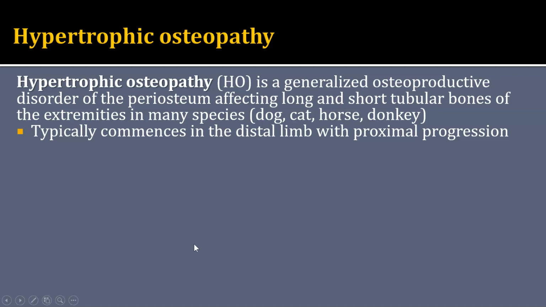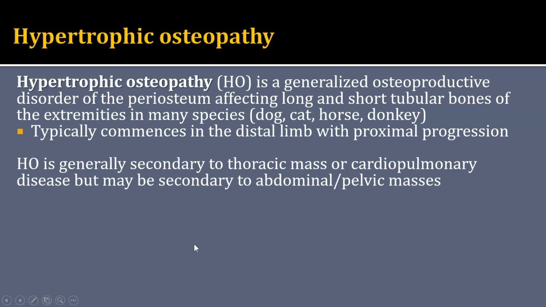Hypertrophic osteopathy, sometimes called HO, is a generalized osteoproductive disorder of the periosteum that affects the long and short tubular bones of the extremities in many species. It's been described in the dog, the cat, the horse, the donkey, and even in people. This typically commences in the distal limb and then moves proximally.